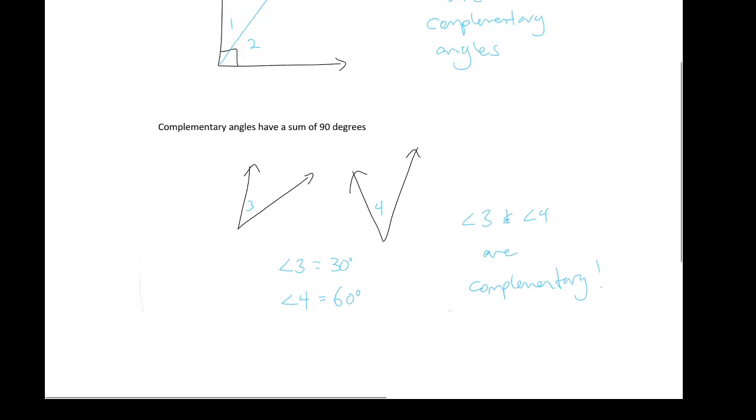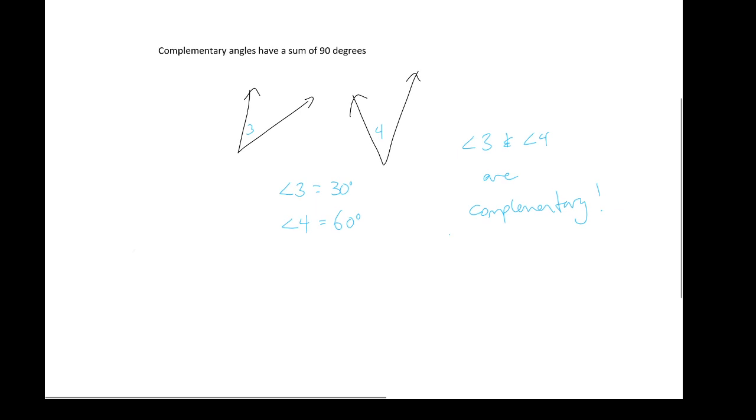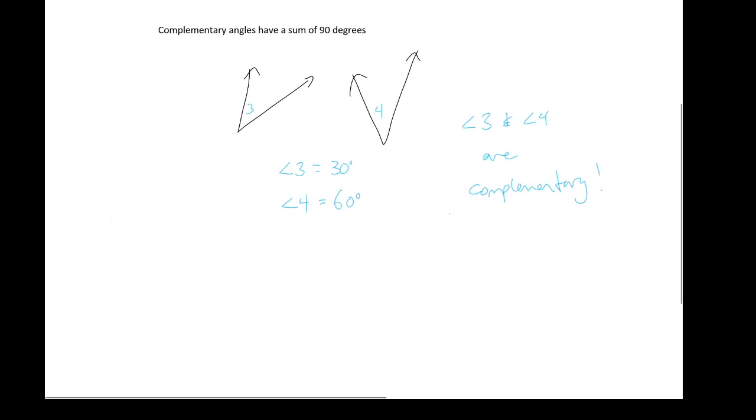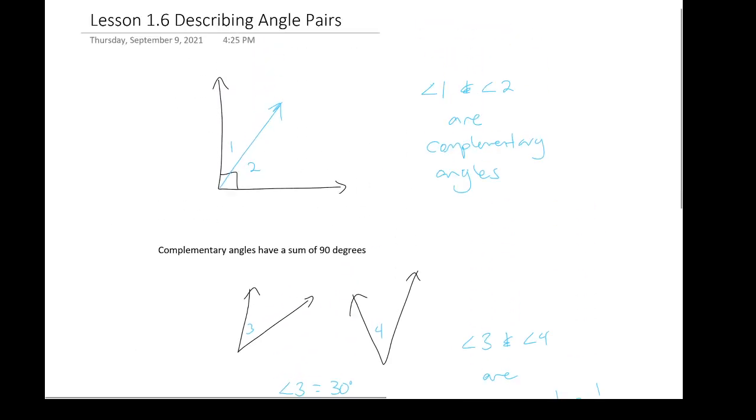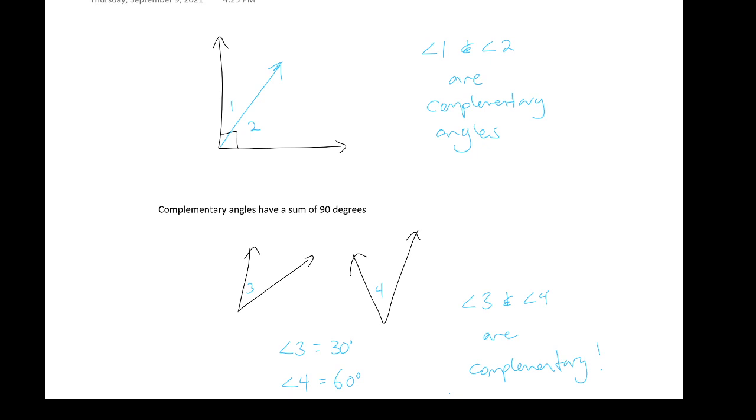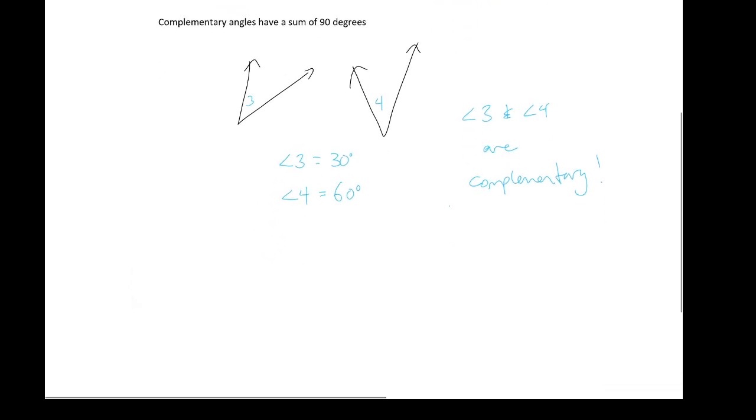All right, so both 1 and 2 are complementary, as well as 3 and 4. They don't have to necessarily be touching. But the giveaway for 1 and 2 is a little bit more obvious, right? Because we see the right angle, knowing that's 90 degrees. We have to do a little bit of computation here on 3 and 4. I actually have to add together 30 and 60 to get 90 to confirm that these are complementary angles.